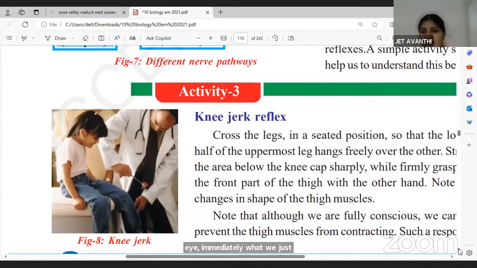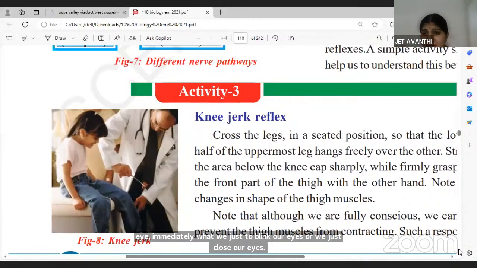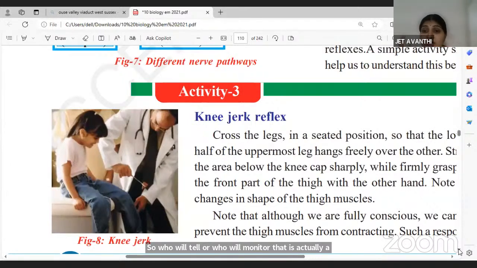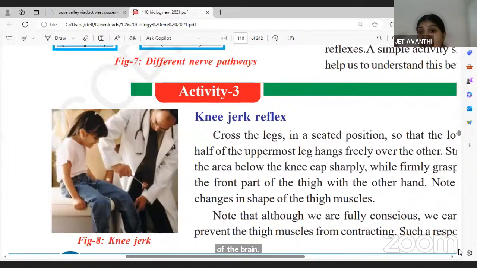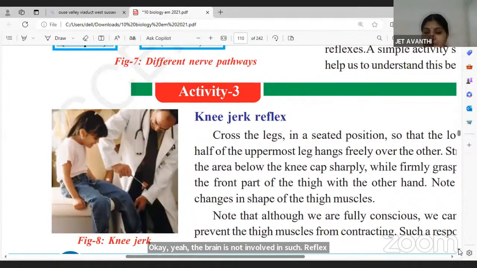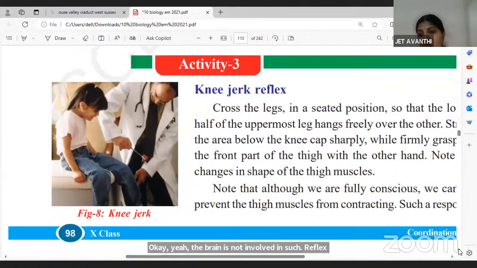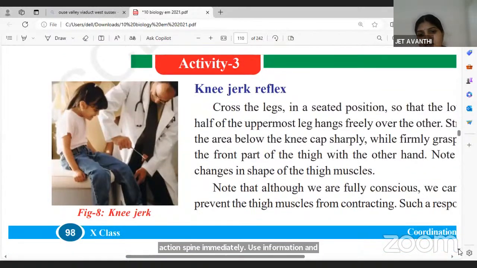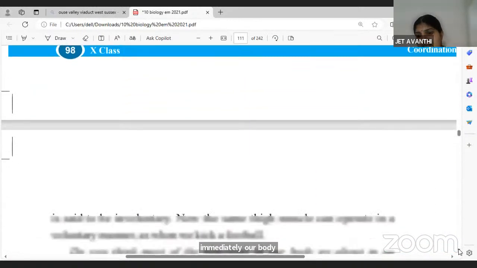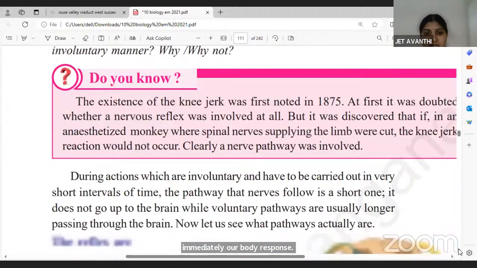So who will tell or who will monitor? That is actually a reflex. It's a reflex without our voluntary action, without the function of the brain. Here the brain is not involved in such reflex actions. The spine immediately just gives information and immediately our body responds. So that kind of action we call reflex actions. Very important, reflex action.